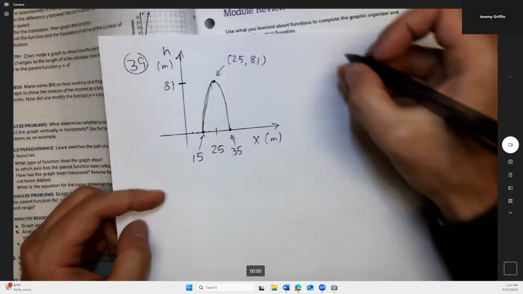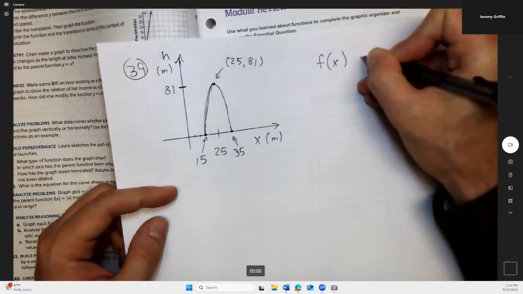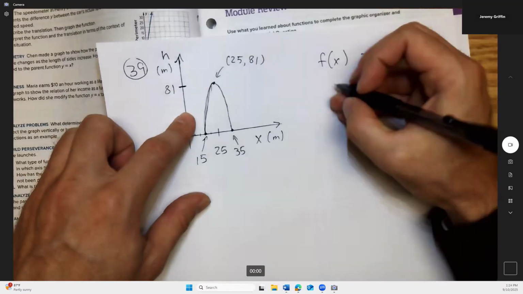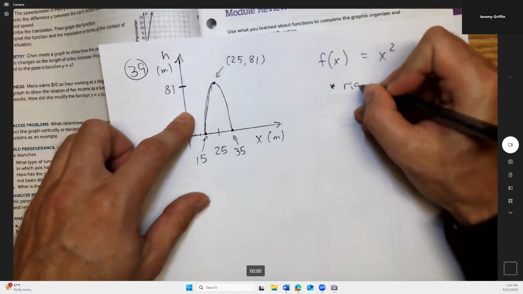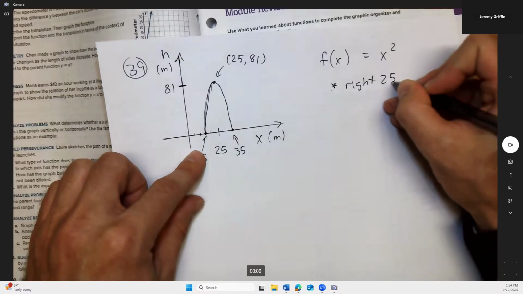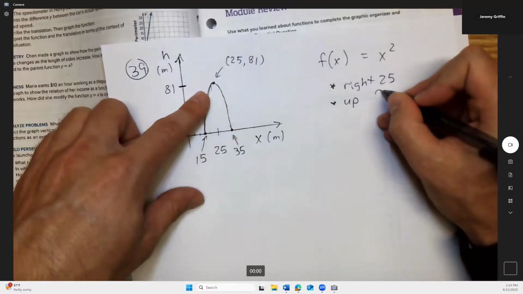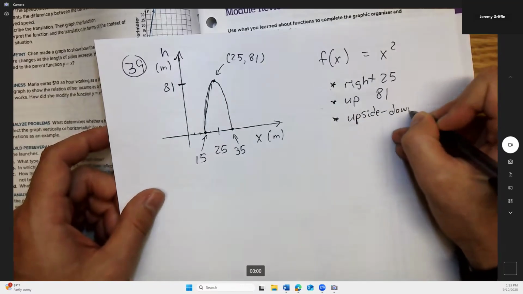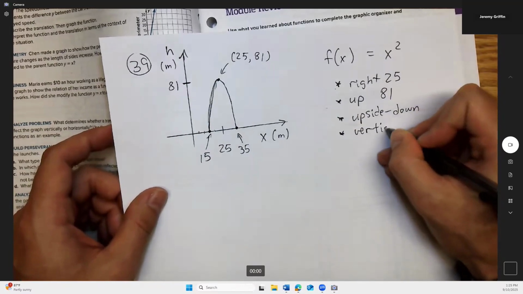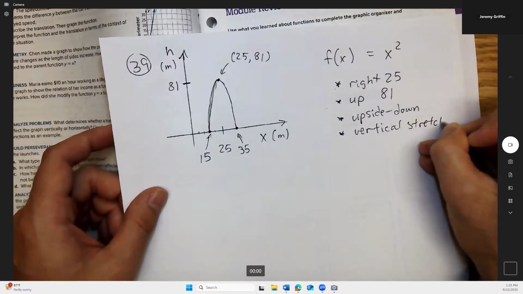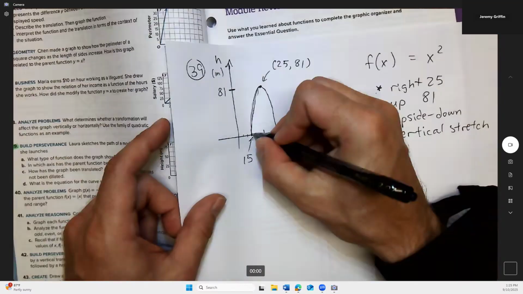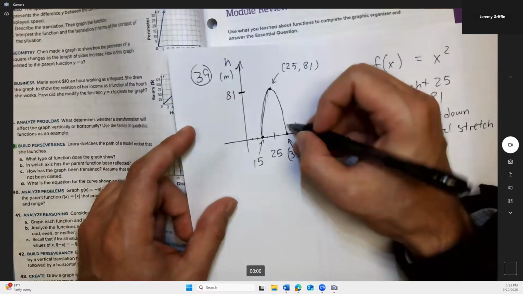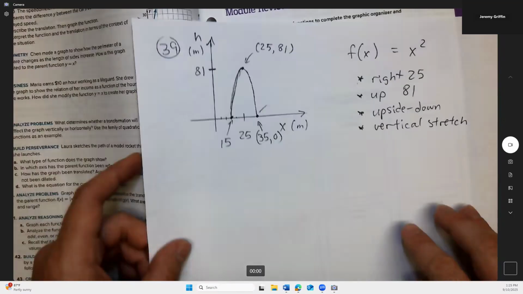So the parent function could be, I'll call it f of x, just x squared, because it's some version of a parabola. We've got to do a few things with this. We've got to move it right 25, move it up 81, flip it upside down, and also add a vertical stretch. We need an exact equation so that it goes through exactly these three labeled points, like 35 comma 0 and 15 comma 0. You guys get the idea, right? So how can I do that?